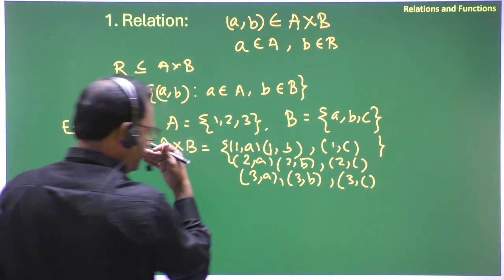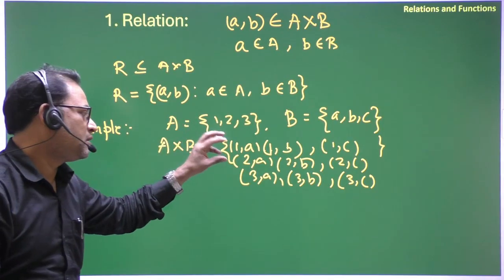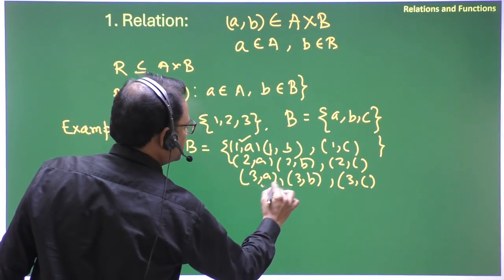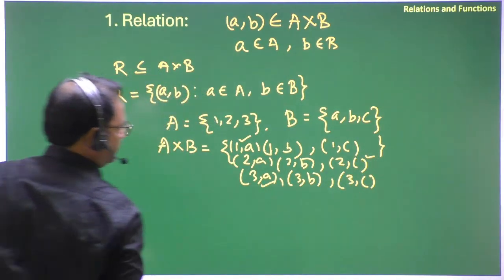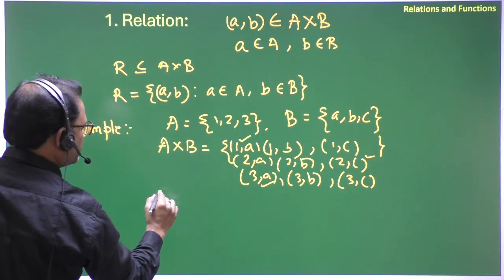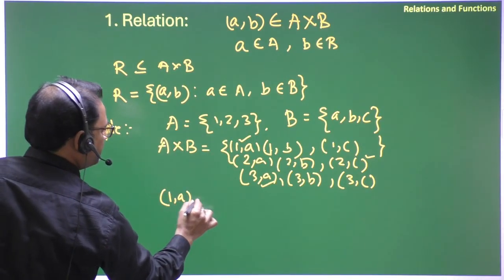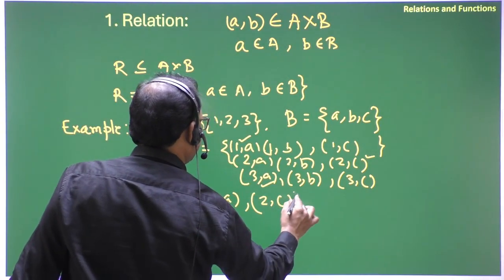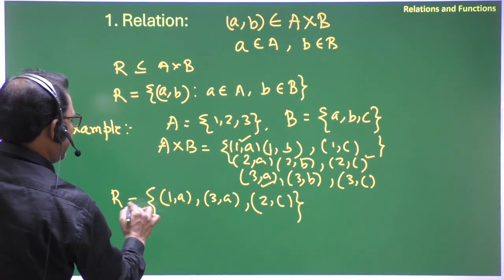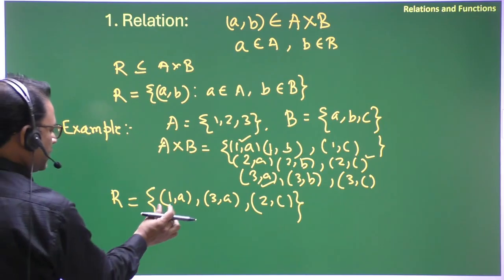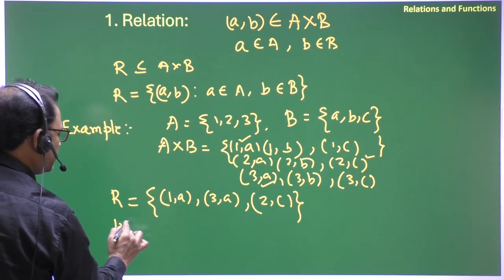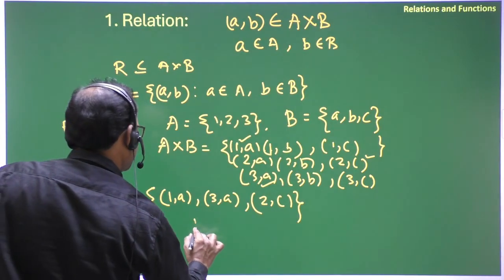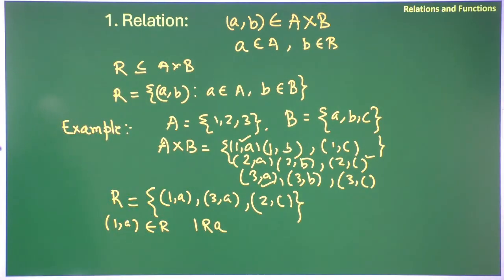So from this set of ordered pairs, you choose some elements. Suppose I take this one first, this one second and this one third. So from this collection of ordered pairs, I am taking 1 comma a, 3 comma a and 2 comma c. So this is my relation. When you define the relation, you can also write it in this way: 1 comma a belongs to the set R, which is the same as saying 1 is related to a by the relation R.